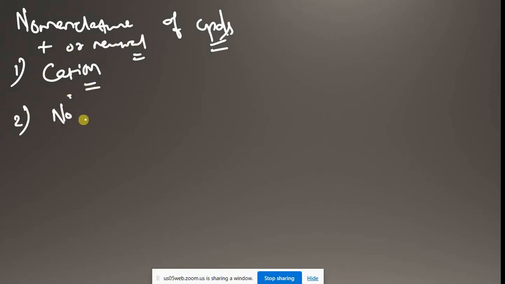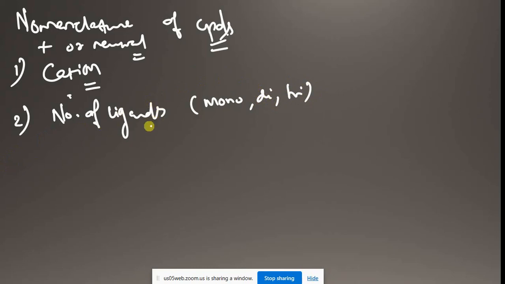Don't worry, just write it down. Then write the number of ligands. Write down the number of ligands like that. Mono means one unit. Di. Tri.